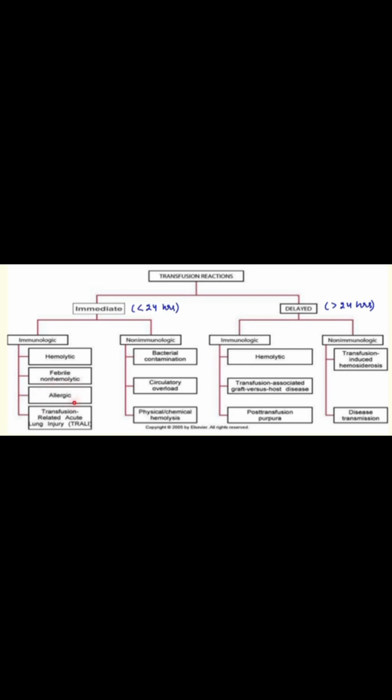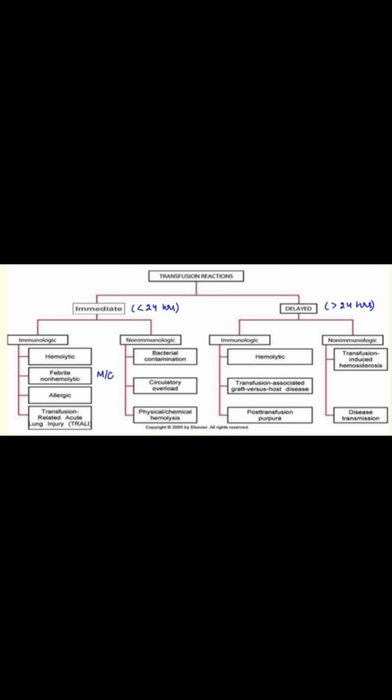Now, what are the symptoms we will find in these three? In hemolytic, we will find symptoms like fever, malaise, flank pain, and it can complicate to DIC and shock also. And then remember, febrile non-hemolytic is the most common type of blood transfusion related reaction, and it presents with the mildest of symptoms like fever, malaise and headache. Then allergic presents with urticaria, rash, angioedema, and so on.